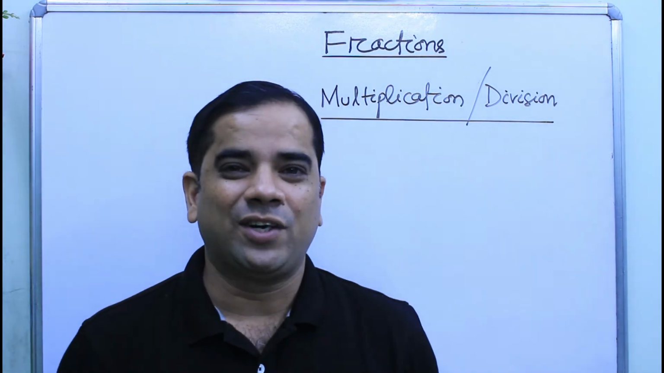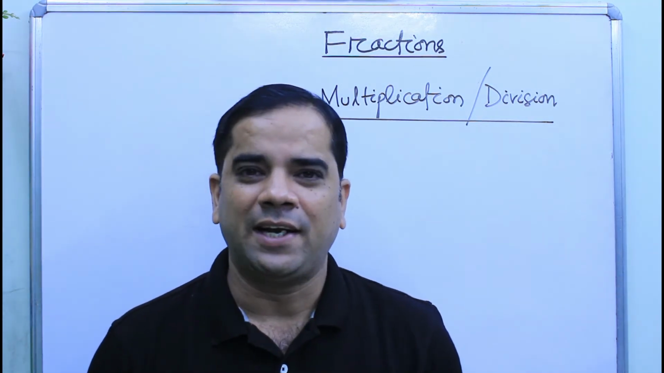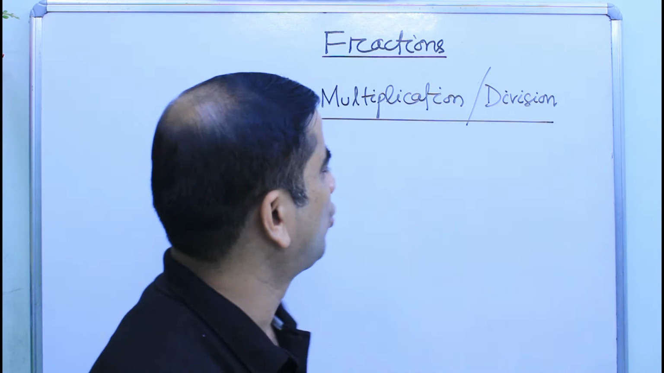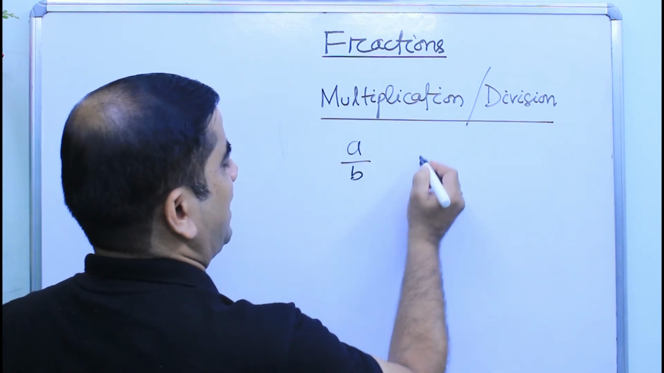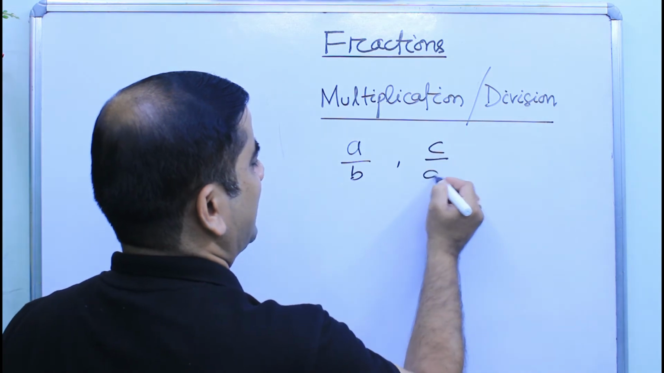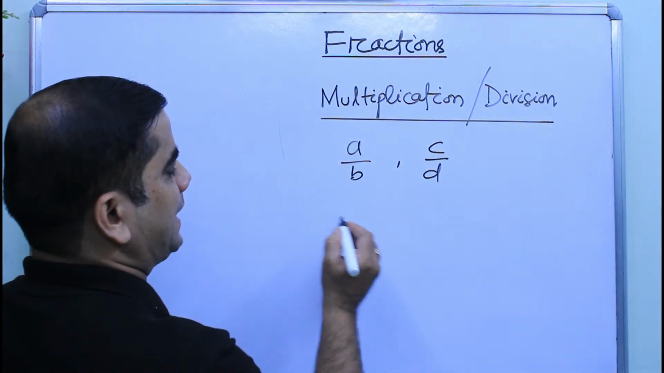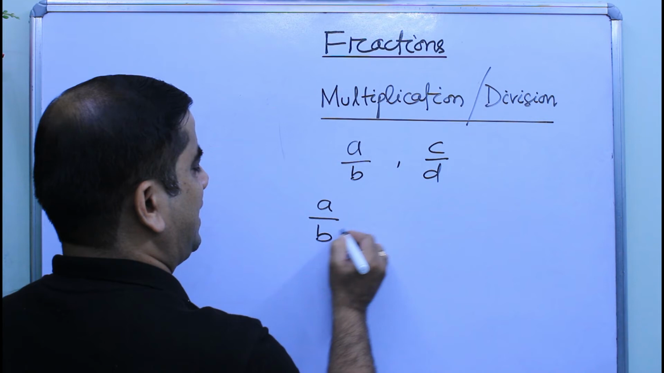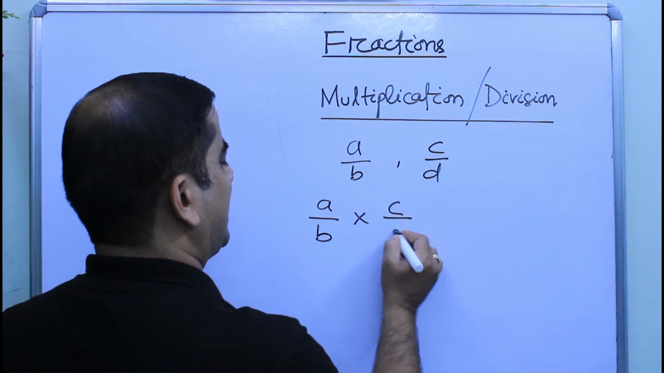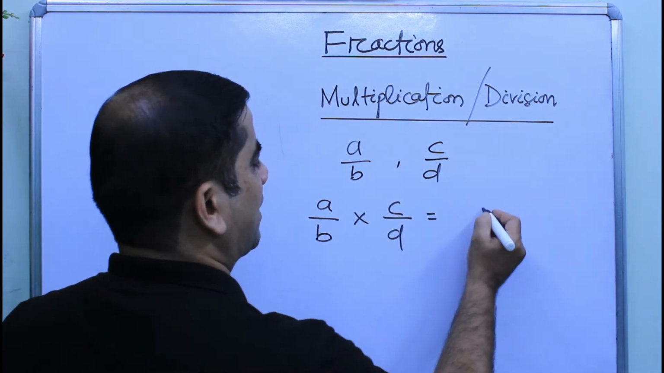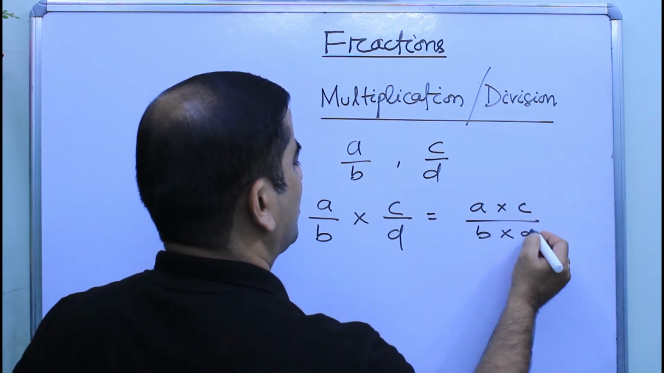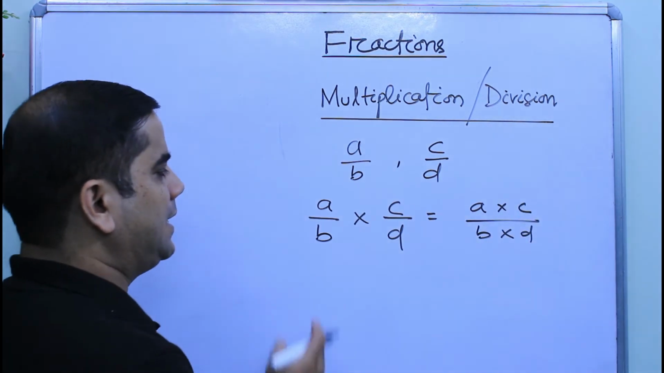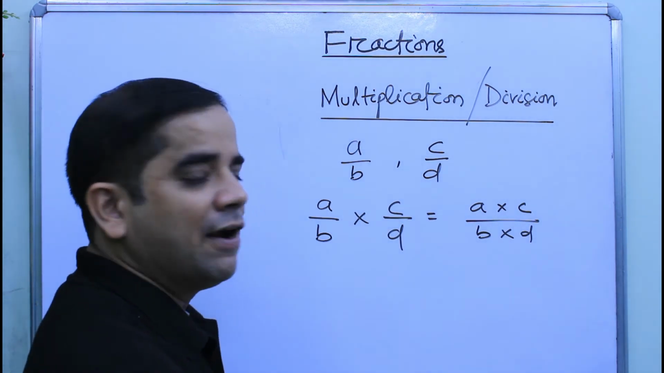Students, let us now discuss multiplication and division. Okay, so if we have two fractions a by b and c by d, when we multiply, we write a by b into c by d. That is nothing but A into C divided by B into D. Okay, in this way we can multiply fractions.